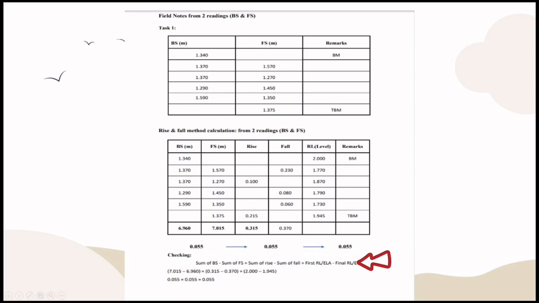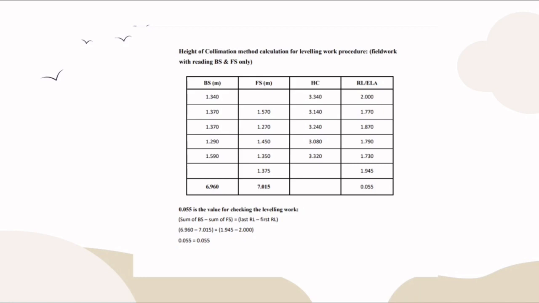After that, we do checking, which is sum of BS minus sum of FS equals sum of rise minus sum of fall equals first RL minus final RL, which is 7.015 minus 6.960 equals 0.315 minus 0.370 equals 2.00 minus 1.945, and the result is 0.055 equals 0.055 equals 0.055.